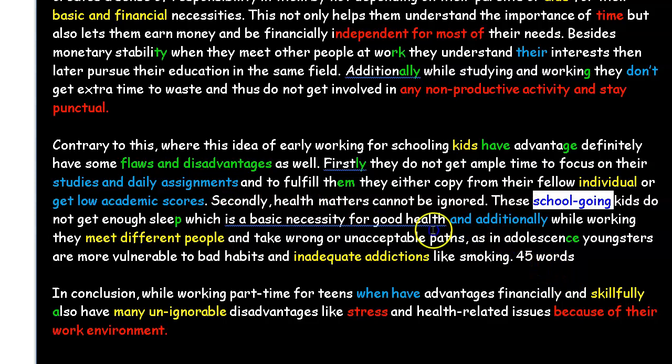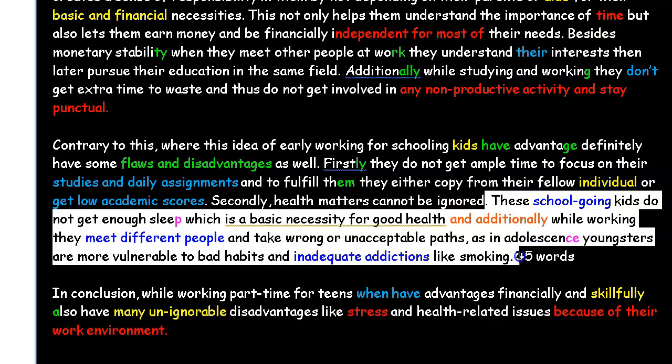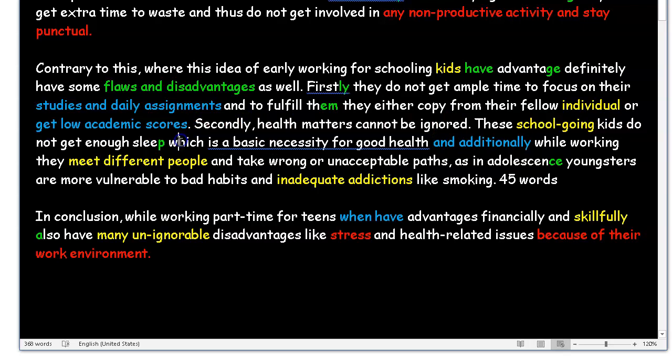Note, this last sentence from secondly. Oh, excuse me. Oh, no, wait. From these school-going kids down to here is, there it is. Excuse me. 46 words long. This sentence is a monster. Look at that. These do not get us. Then we have one, which, and, additionally, while, 4, and 5, as in 6, or as 6, and 7, like 8. You got 8 connecting words in one sentence.